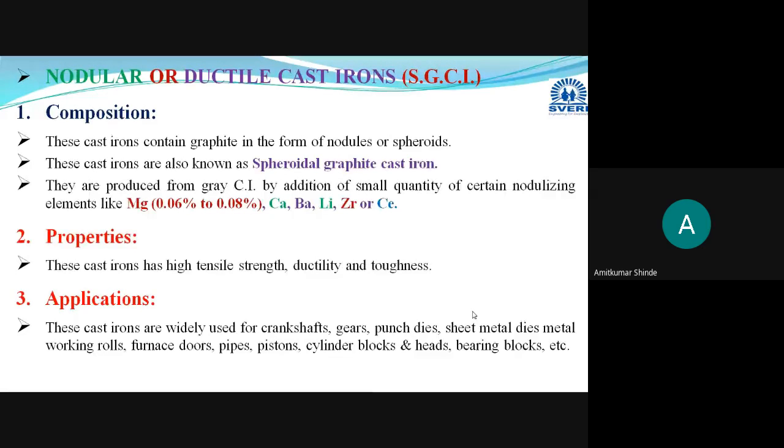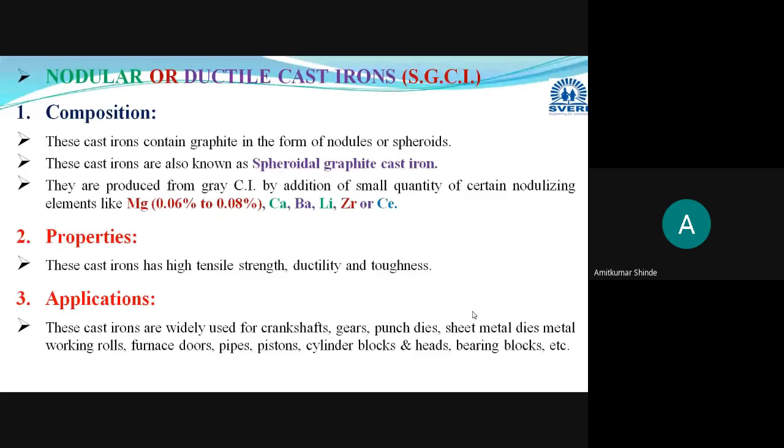Now, when to add these nodulizing elements? First, you have to take the gray cast iron and heat it into liquid or molten form. In that molten form, we add these elements in the form of their respective alloys. After that we do the pouring and the remaining casting processes, and at the end you will get your desired product. In this way we are converting gray cast iron into nodular or ductile cast iron.